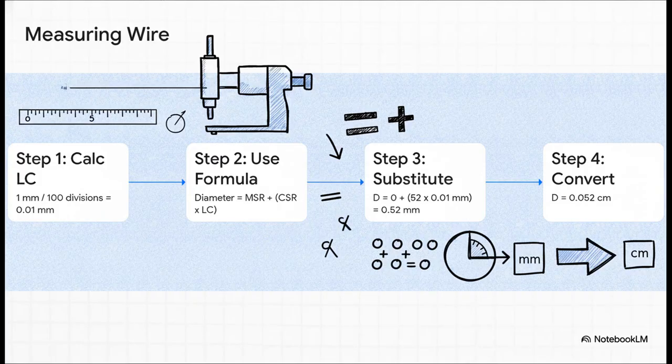Let's put this into practice with a classic NEET-style problem. Okay, so first step, we calculate our least count. That comes out to 0.01 millimeters. Now we just use our main formula. We plug in the values, the main scale reading is 0, and we add the circular scale reading of 52 times our least count. That gives us 0.52 millimeters. And finally, a quick conversion gives us the answer they want, 0.052 centimeters.